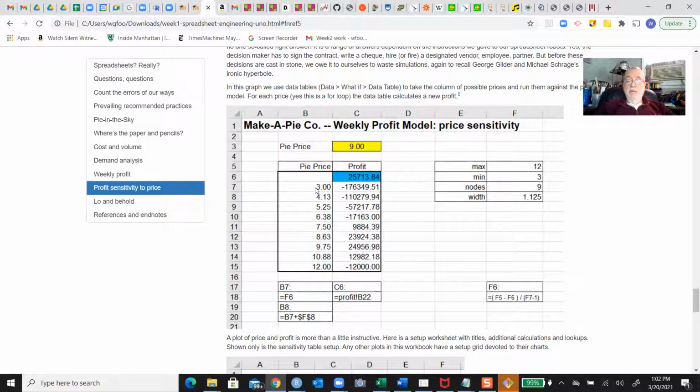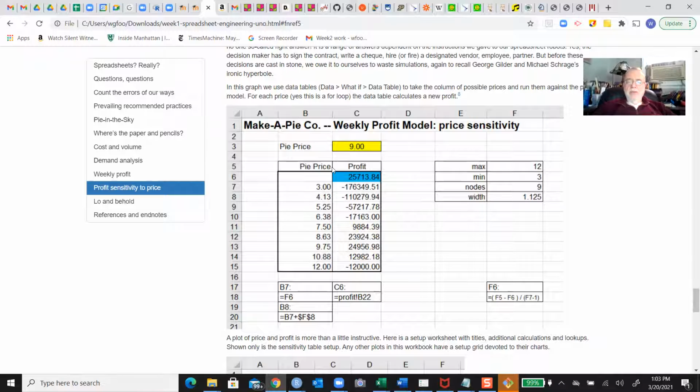There are 9 nodes. That's how we talk about grids as a graph. 1, 2, 3, 4, 9 nodes. But notice the formula. We take the node F7 minus 1, but 8 intervals, 8 jumps, because we start with the minimum. There we go, that's F6. Start with the minimum and add F8, the width of each of those node intervals. It's like cutting up a piece of board into equal pieces.